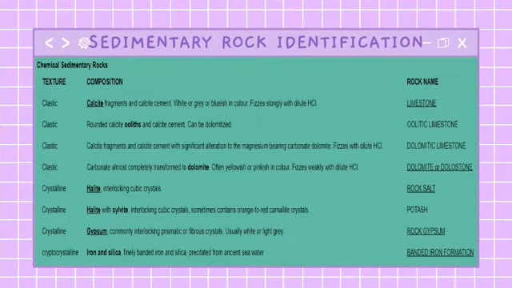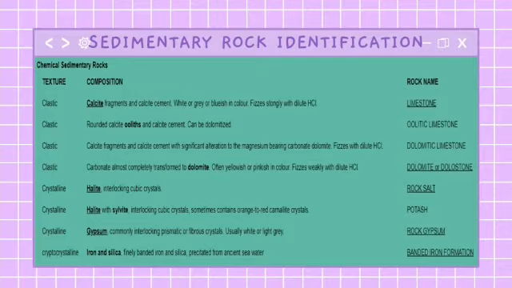And for clastic sedimentary rock, the basis is the grain size. Here in chemical sedimentary rocks, the basis is the texture and composition. Just like in igneous rock that I discussed. So if the texture is clastic, and the composition is calcite fragments and calcite cement, white or gray bluish in color, fizzes strongly in dilute HCl, the rock name is limestone. And if it is crystalline and the composition is halite, interlocking cubic crystals, the rock name is salt.